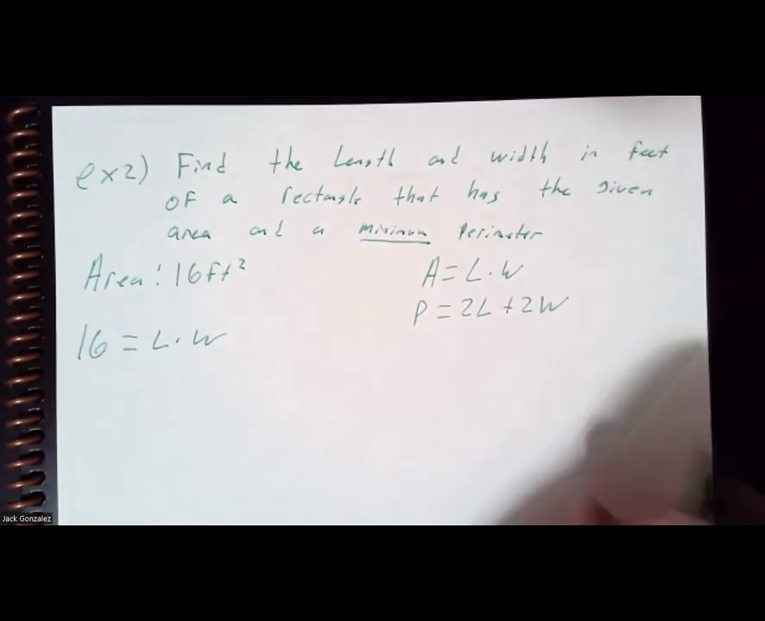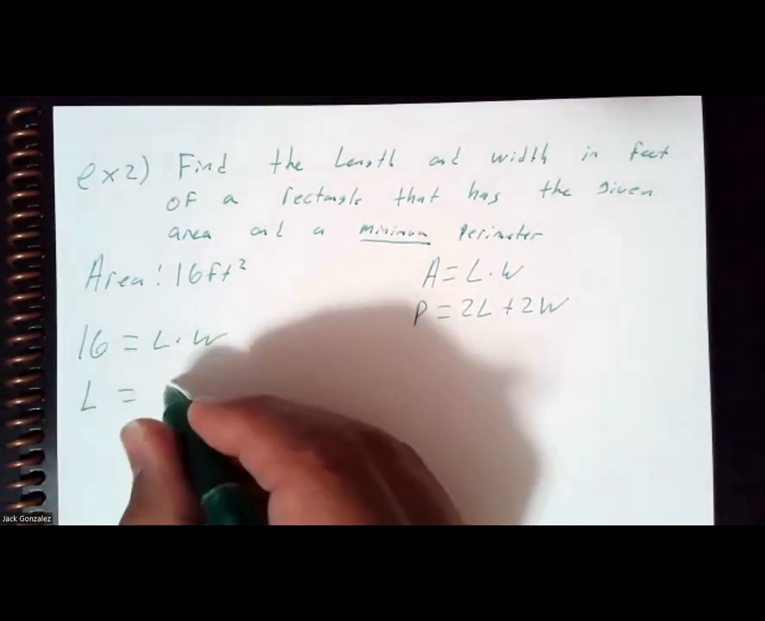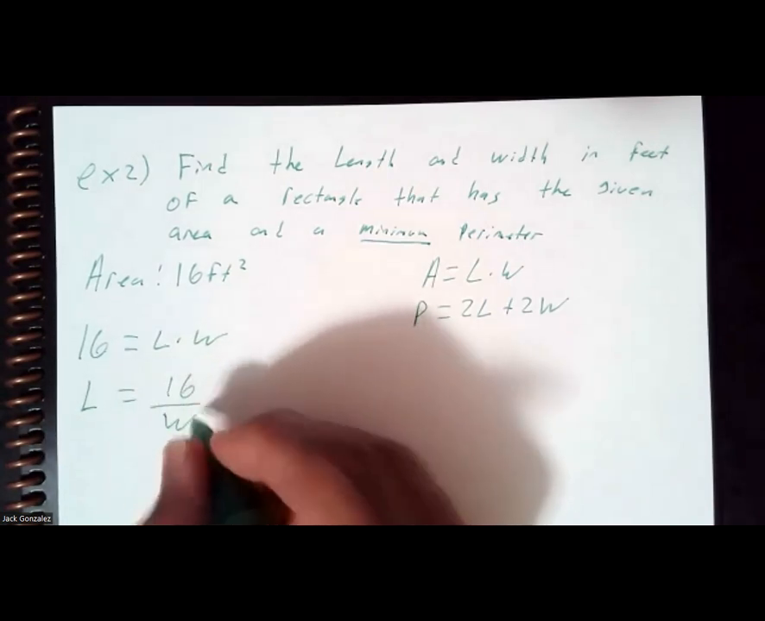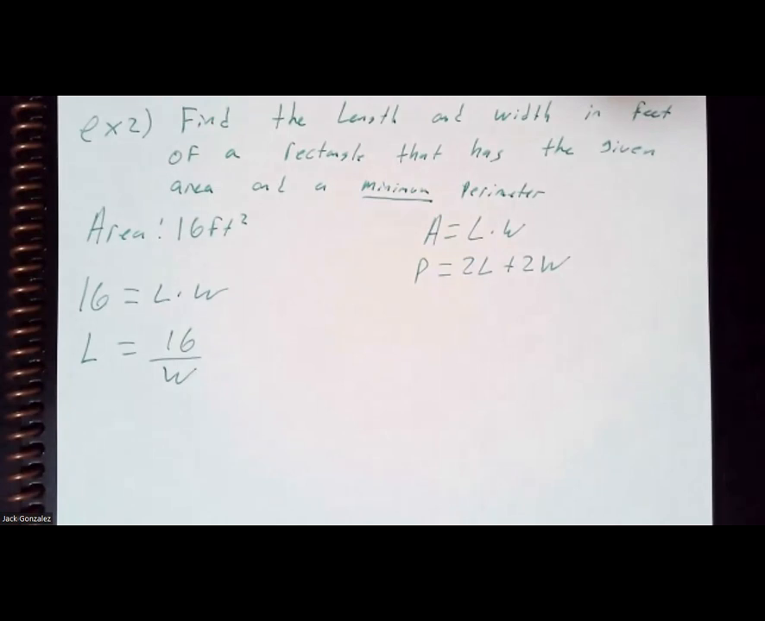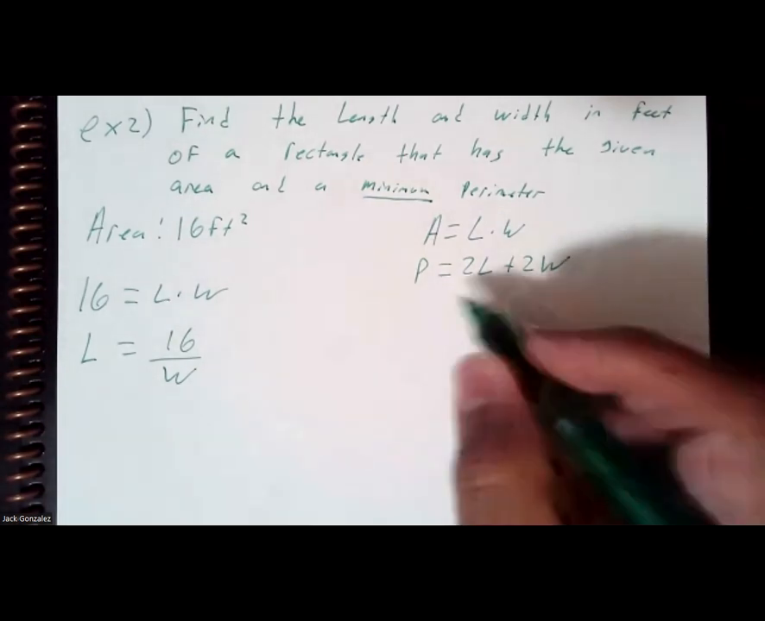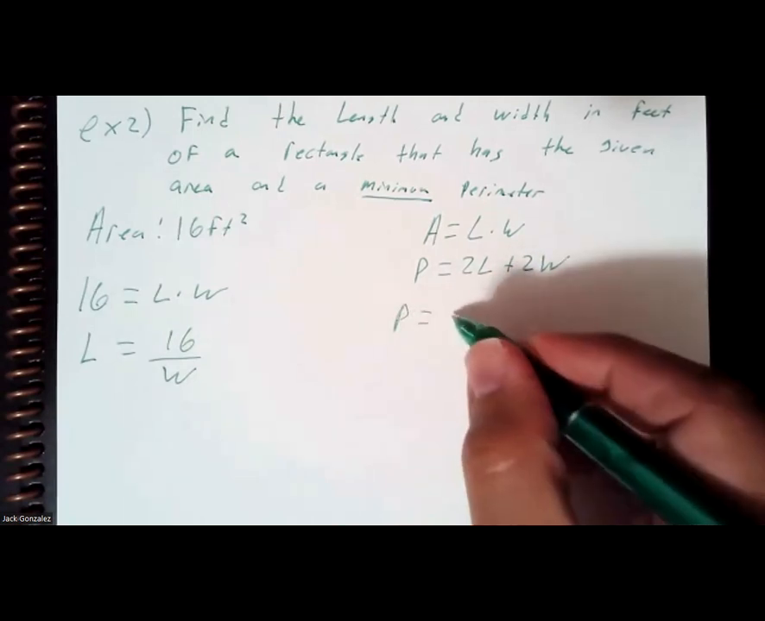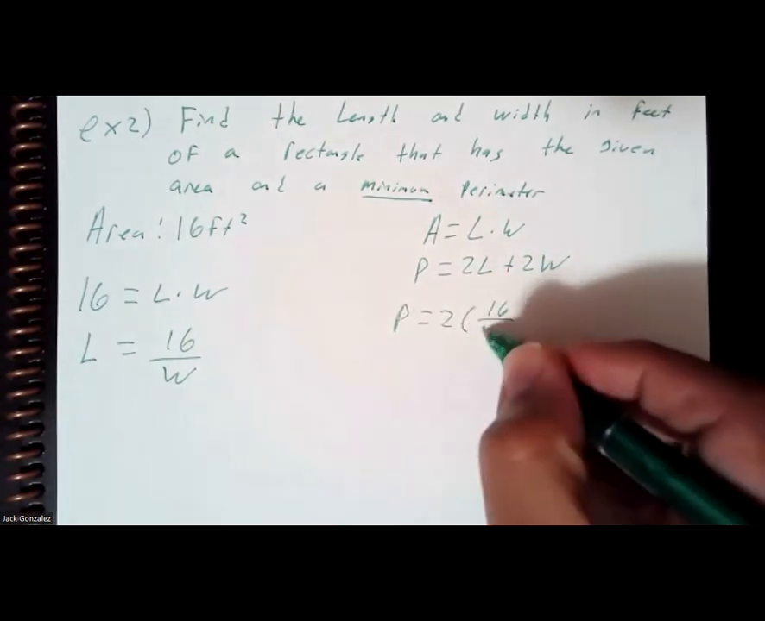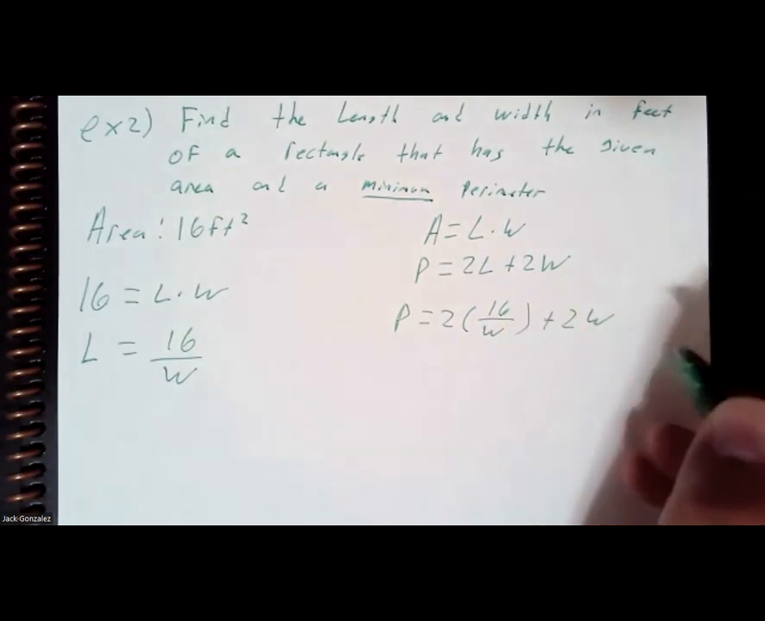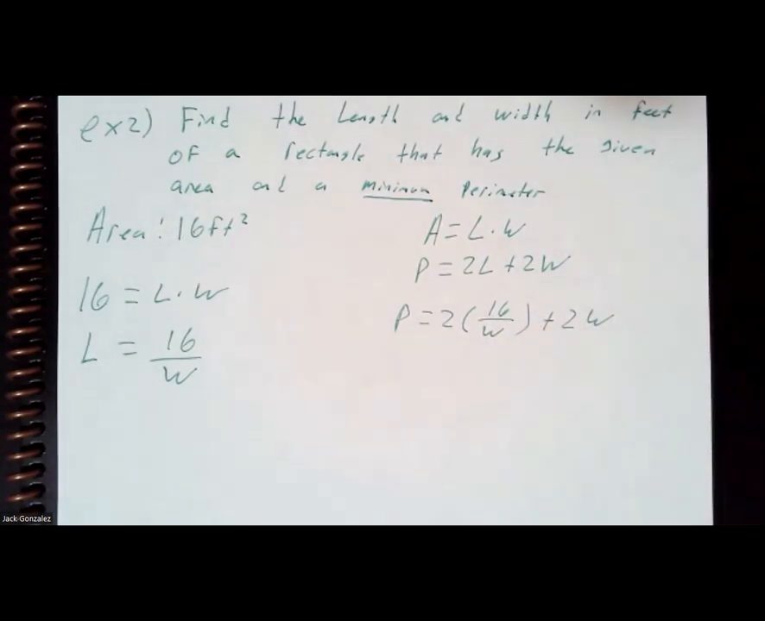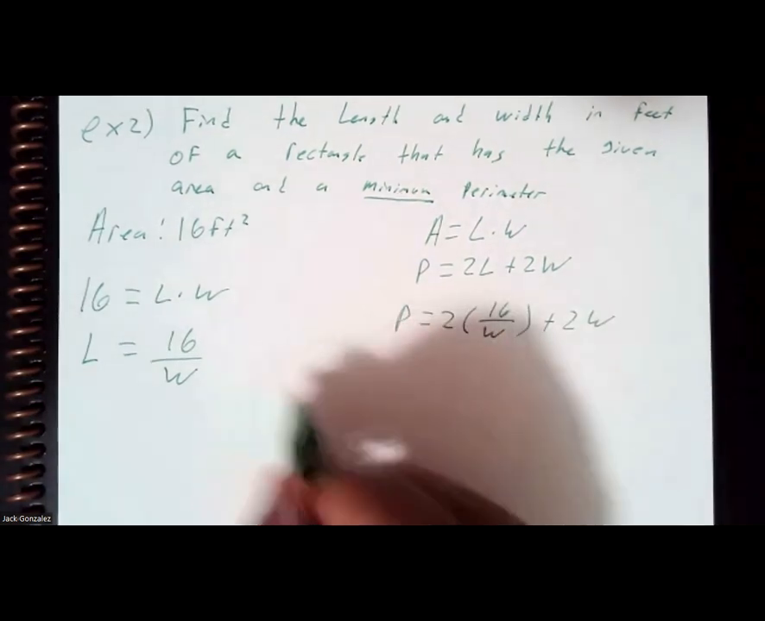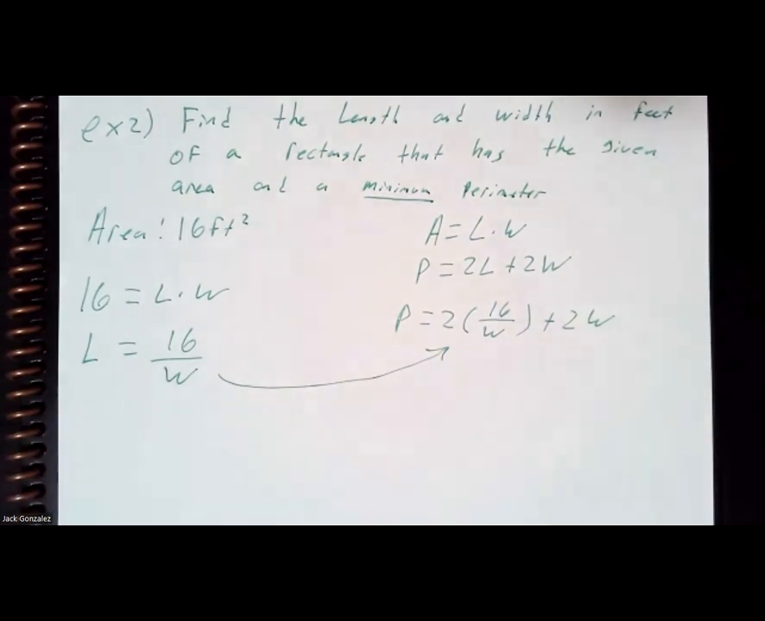I'm going to solve for L again, just because. Divide both sides by W. And then just plug it in. Then you won't have any more L's. So P would equal 2 times 16/W plus 2W. Using this. That makes sense? Yes. All right.